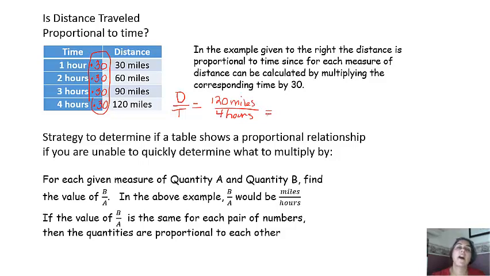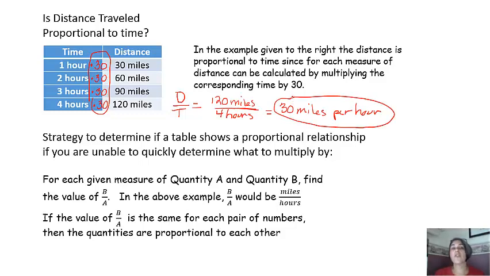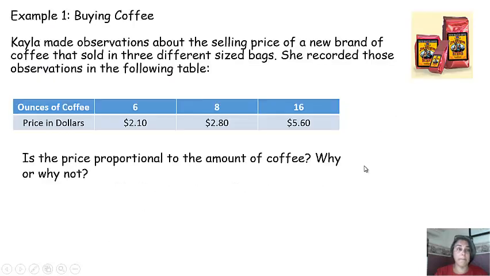And I'm going to go ahead and divide that out. You can use your calculator if you need. 120 divided by 4 is actually 30. So that's 30 miles per hour. And what that 30 actually is, is our constant unit rate. Every hour that car travels, they're going to be going 30 miles. So that's a proportional relationship. It has a constant unit rate.